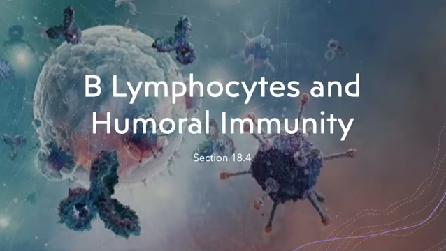Hello and welcome to our video lecture on section 18.4, where we're going to continue our discussion of the adaptive specific immune system. And in this section, we'll talk about B lymphocytes and humoral immunity. Now, I've referenced this in previous sections, but this type of immunity is going to be mediated by our antibodies that are secreted by our B lymphocytes or B cells.